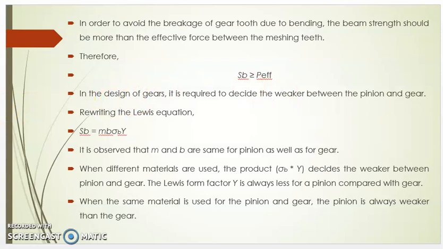In the design of gears, it is required to decide the weaker between the pinion and gear. Therefore, rewriting the Lewis equation, SB is equal to M B sigma B into Y. It is observed that M and B are the same for pinion as well as for gear. When different materials are used, the product sigma B into Y decides the weaker between the pinion and the gear. The Lewis form factor Y is always less for a pinion compared with gear. When the same material is used for the pinion and gear, the pinion is always weaker than the gear.